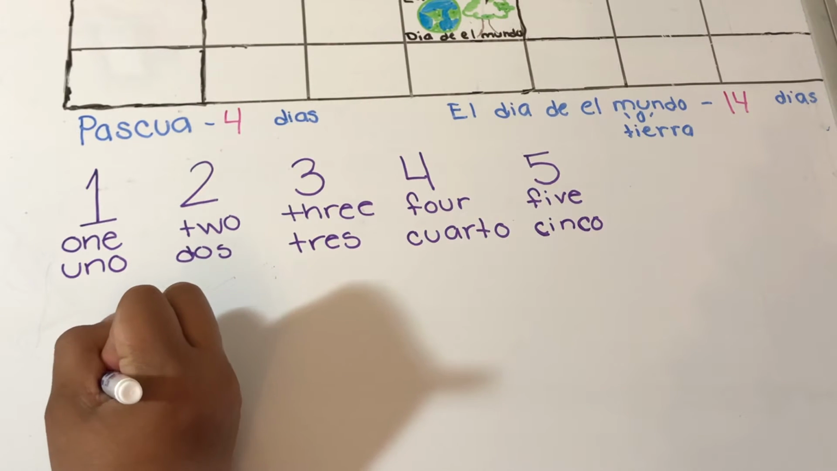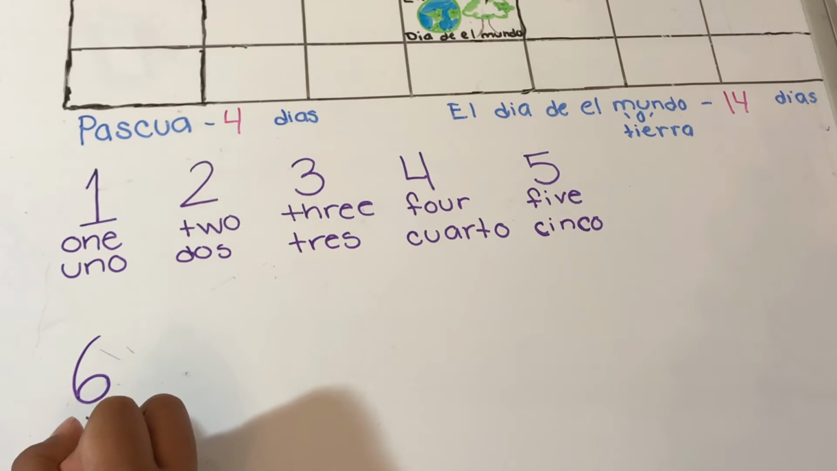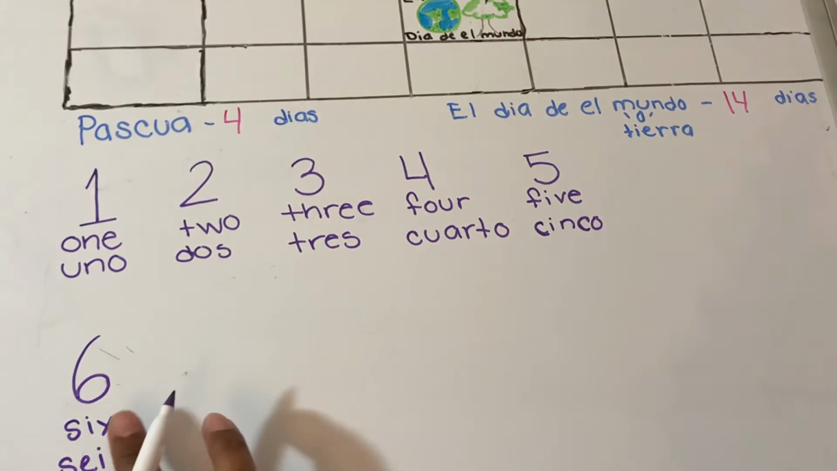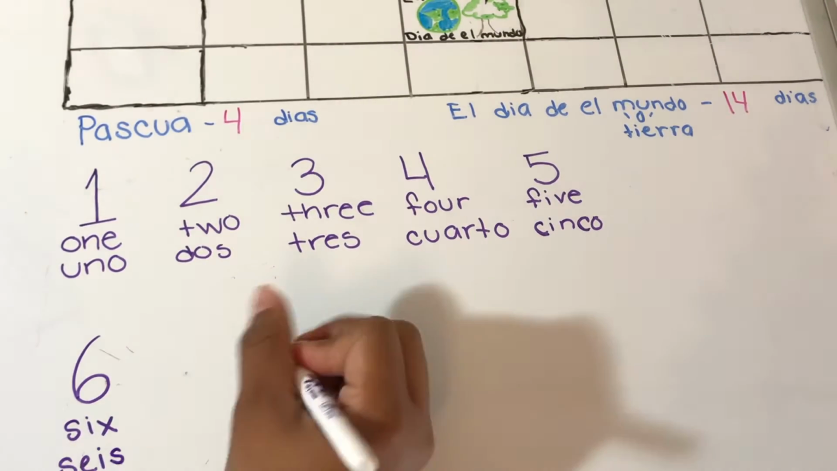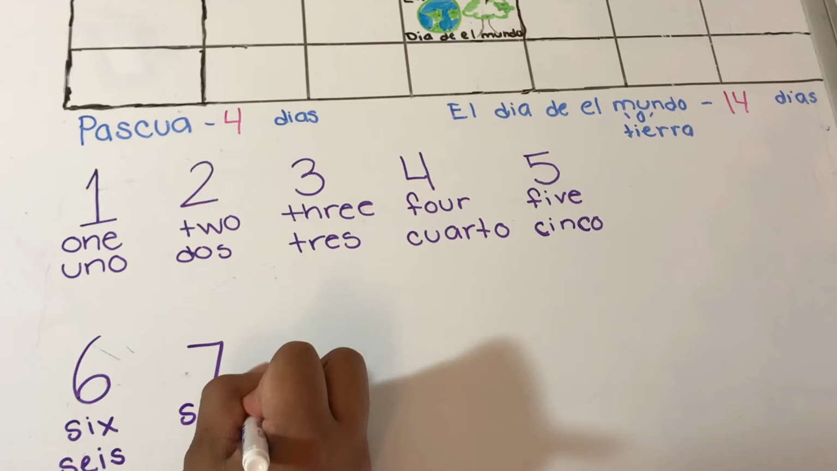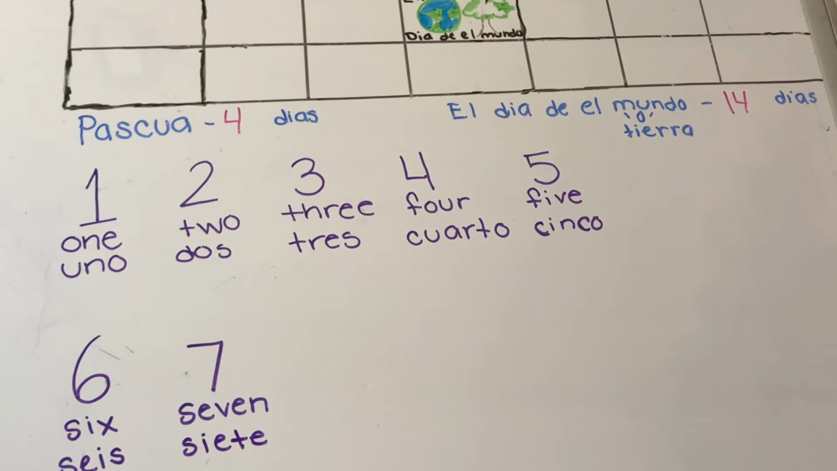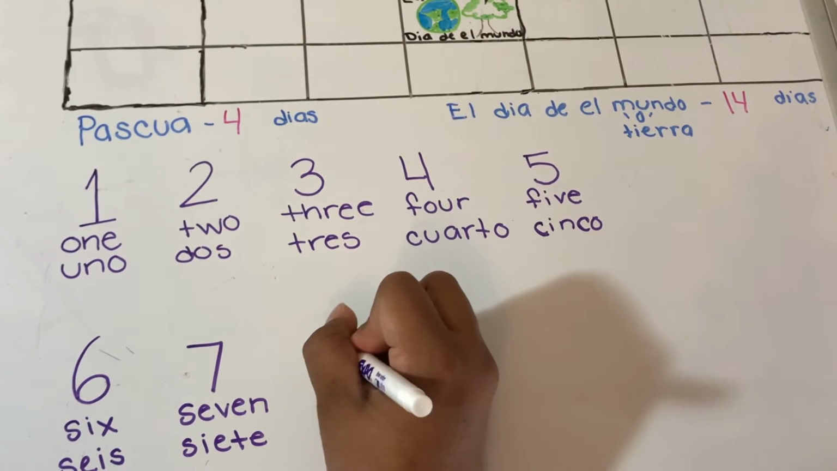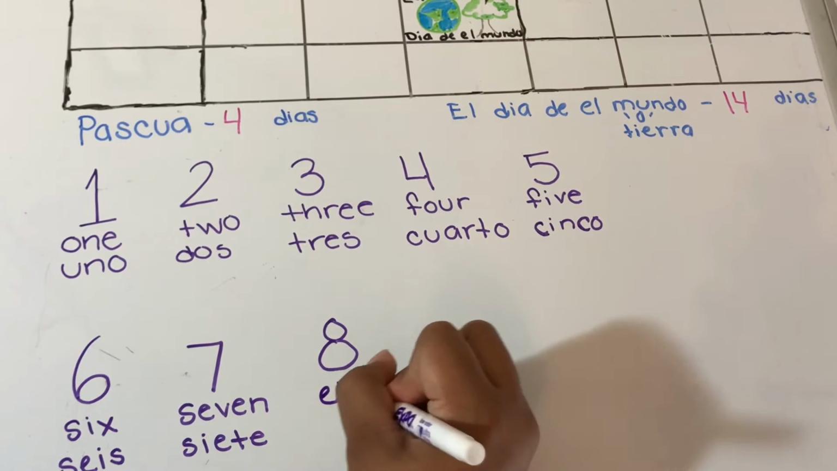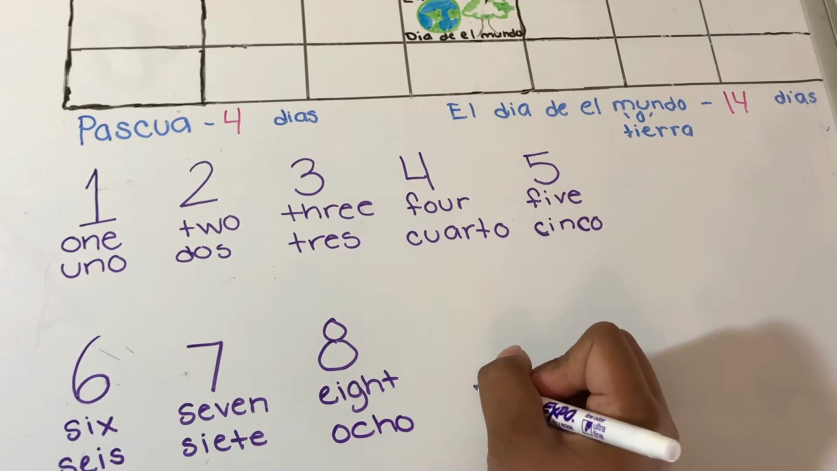Okay, boys and girls, let's get started with our second row. Remember, you could pick whatever number you want. I just want 4 numbers with the word in English and the word in Spanish. So, how do you say 6 in Spanish? Who remembers? Seis. Muy bien. How do you say 7 in Spanish? Siete. Muy bien. What goes next? What's our next number? 8. You guys are right. How do you say 8 in Spanish? Ocho.